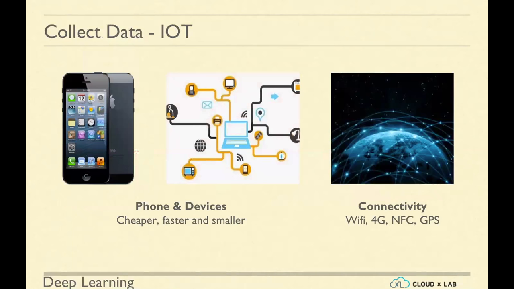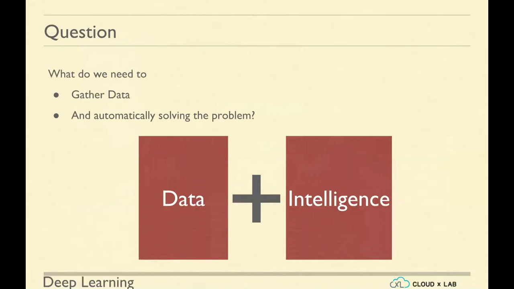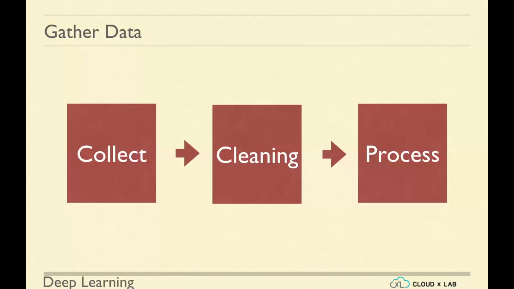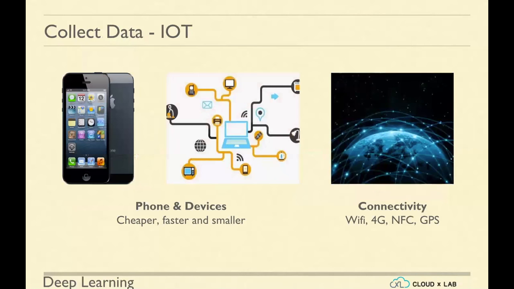To collect, we might require phones, devices, and connectivity. All of these steps that we are talking about with respect to data collecting, cleaning, and processing have become really, really good as of now. For collecting, we have phone devices. As of today, your phone has more sensors and is more powerful than the supercomputers of the 1990s. And connectivity, as of today, we have Wi-Fi, 4G, NFC, GPS, Bluetooth, and so on. You have all sorts of connectivity to transmit data from the sensor to a central place.